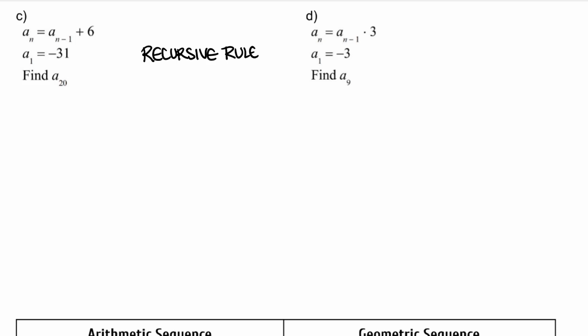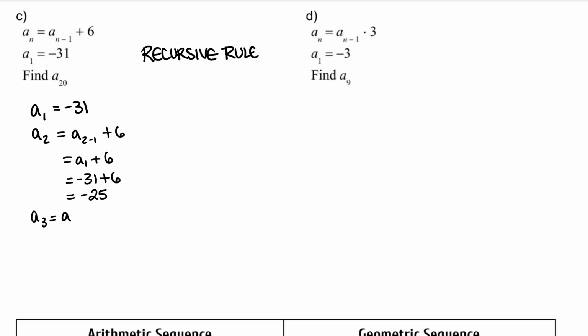So let's see what kind of sequence we have. The very first term is negative 31. To find a sub 2, plug in 2 for n. A sub 2 minus 1 is just a sub 1. What was a sub 1? Negative 31. A sub 3? So we can see how subscript works to help us organize and figure out our terms.